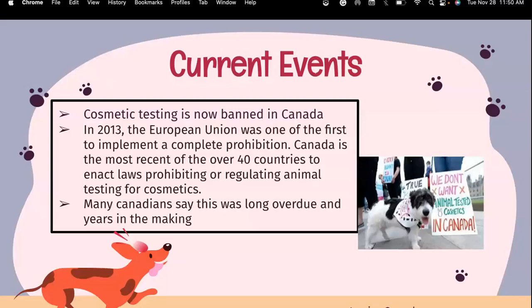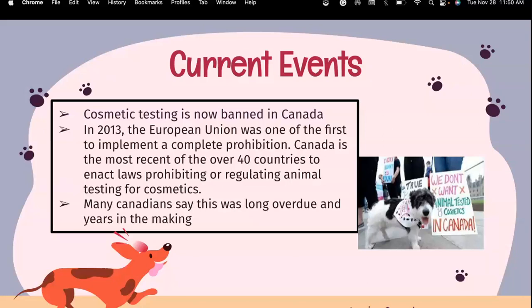According to the Humane Society of the United States, 10 states now have laws against the sales of cosmetics that have undergone animal testing, and the country is currently attempting to establish a similar law known as the Humane Cosmetics Act. Many Canadians say this is long overdue and the ban has been years in the making.